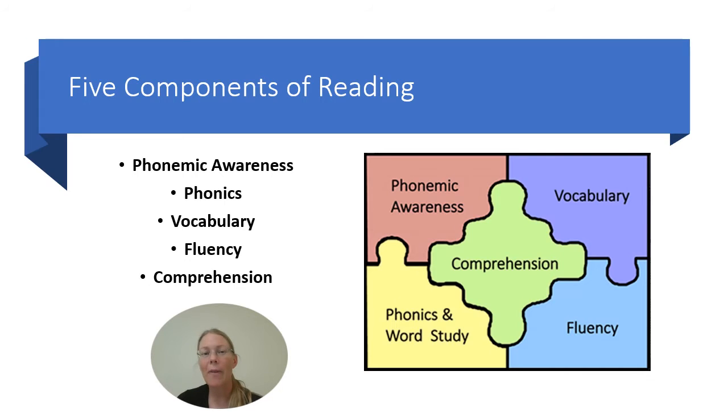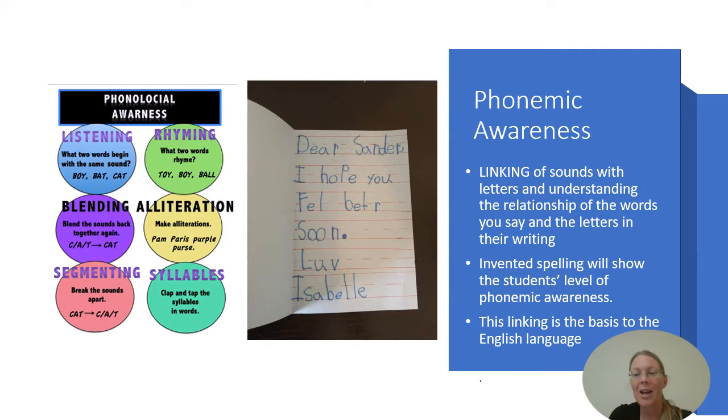Today we're going to look at the 5 components of reading. 1, phonemic awareness. 2, phonics. 3, vocabulary. 4, fluency. 5, comprehension. It's like a puzzle piece, as we can see here, where they all need to come together to help a reader be a great reader. So we're going to take our first look at phonemic awareness.